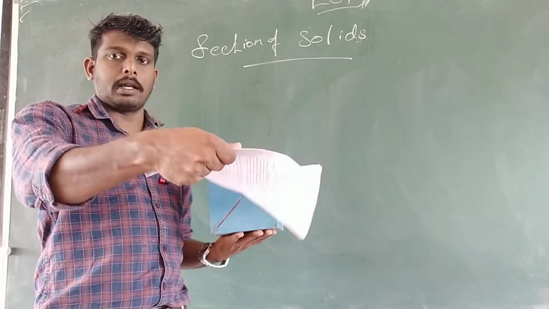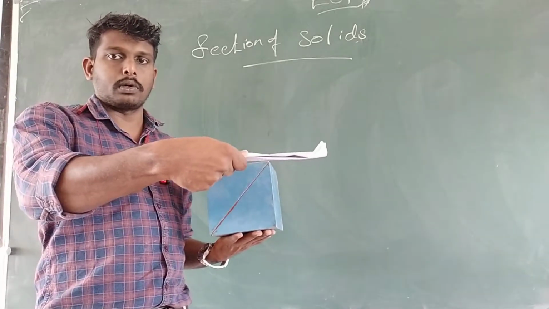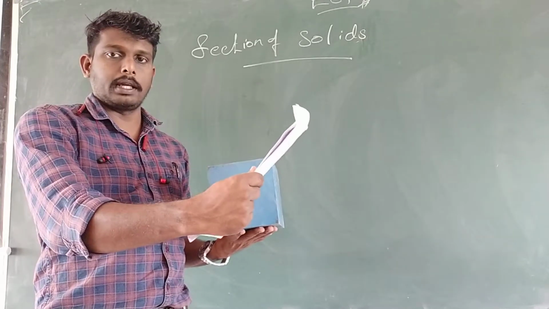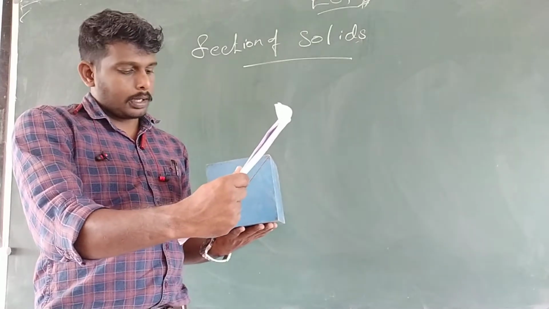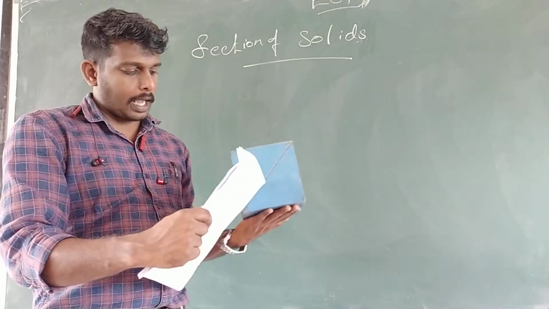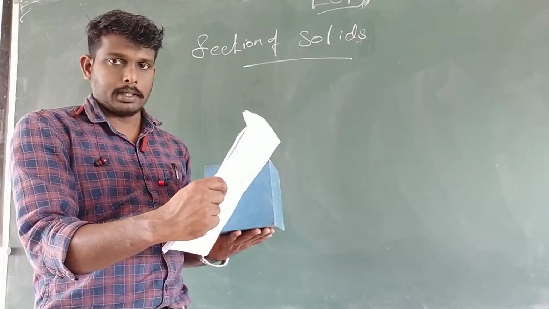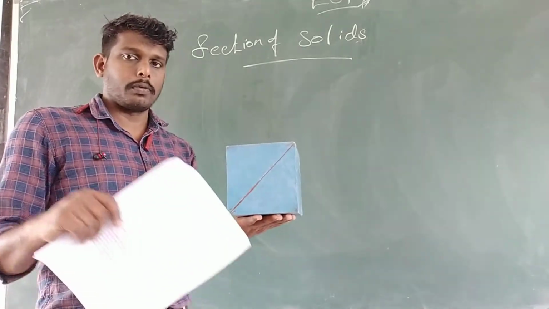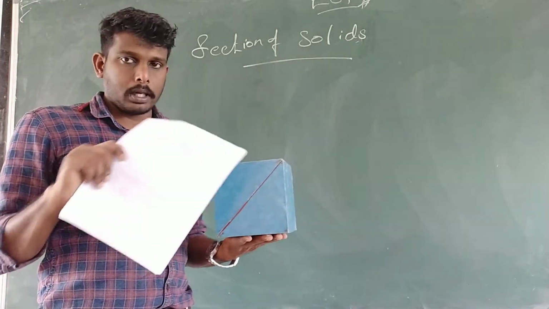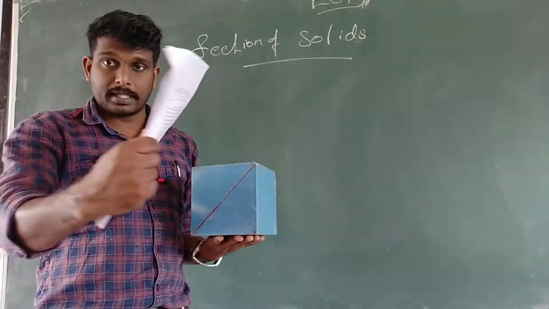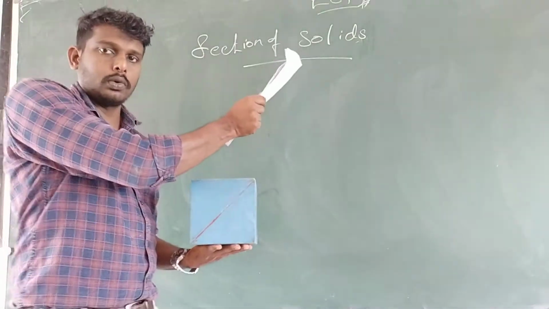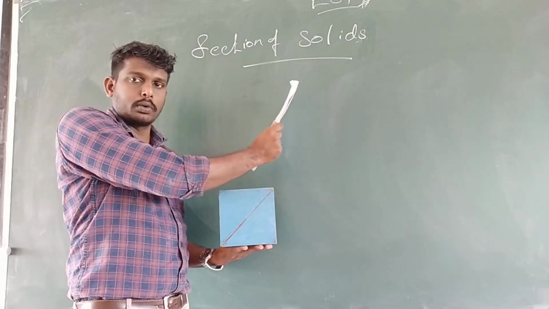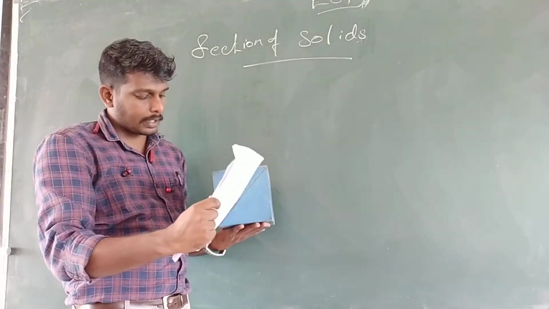Now the section plane is parallel to HP and perpendicular to VP. And now the section plane is perpendicular to VP and inclined to HP. And the section plane bisects the axis of the solid. I repeat, it's a cube resting on HP with one of its square faces parallel to VP. It is sectioned by a section plane perpendicular to VP and inclined 45 degree to HP, and bisecting the axis of the solid.